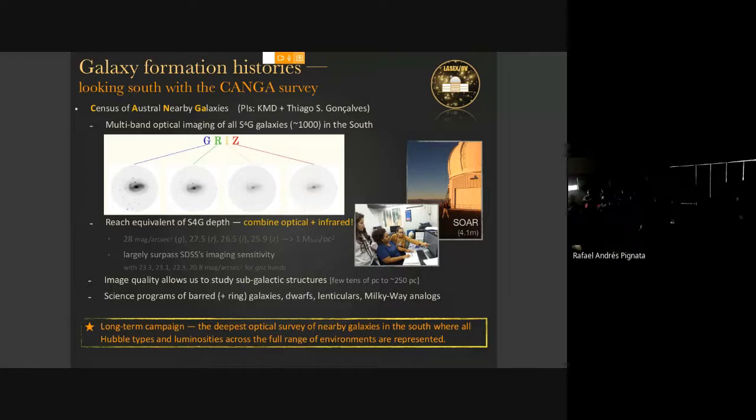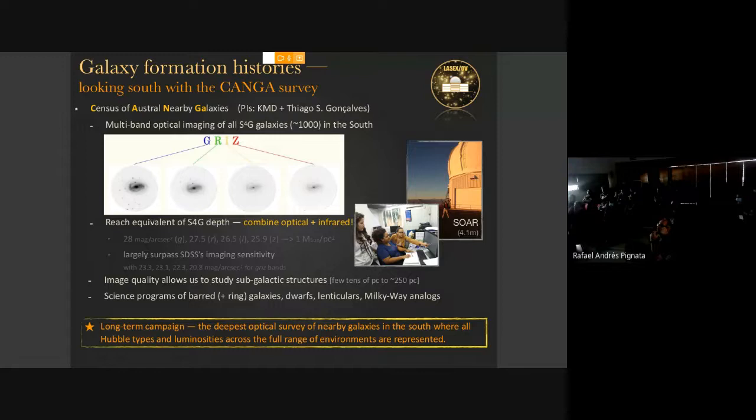This is multi-band, so this is griz, deep imaging, also going down to the same mass surface density as S4G, using the SOAR telescope, the 4.1 meters in Chile. We have access, 30% of the time goes to Brazil, so we have been taking advantage of that. And the image quality and the resolution actually allows us to go down to a few tens of parsecs up to 250 parsecs, depending on the distance of the galaxy, and really study stellar structure and also the details of the peripheries of these galaxies.